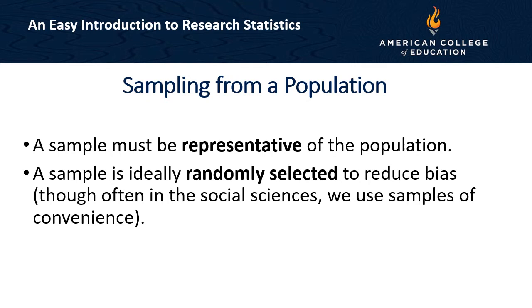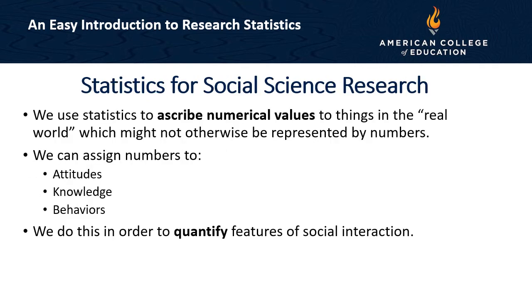True random sampling usually only occurs when we conduct what's called experimental research, which is analogous to the kind of research that's done in medical testing, pharmaceutical testing, and things like that. But it's actually quite rare in social research. And so if there needs to be a sample of convenience, that is possible, especially for dissertation research. So when using statistics, we ascribe numerical values to things in the real world which might not otherwise be represented by numbers. So we can assign numbers to people's attitudes, their knowledge, their behaviors, their beliefs.